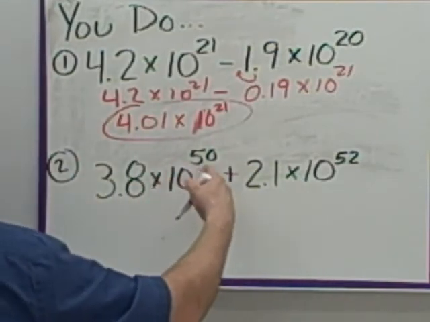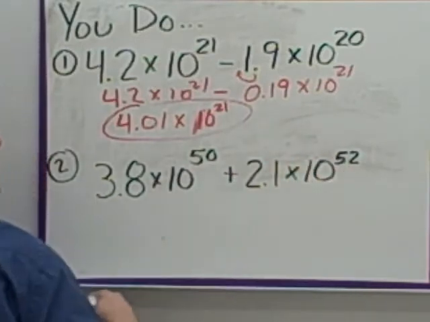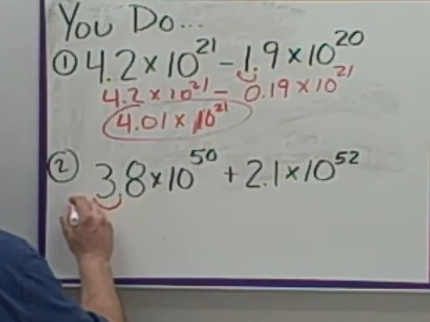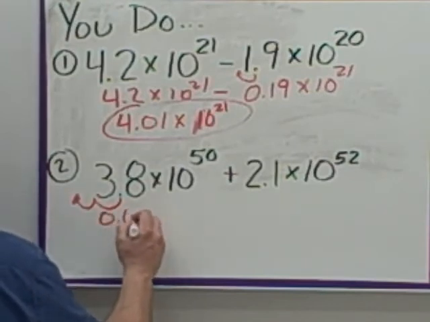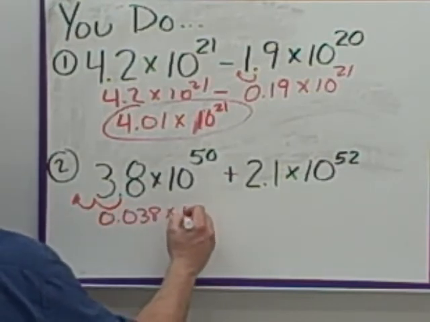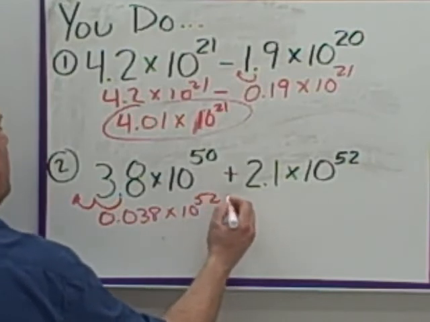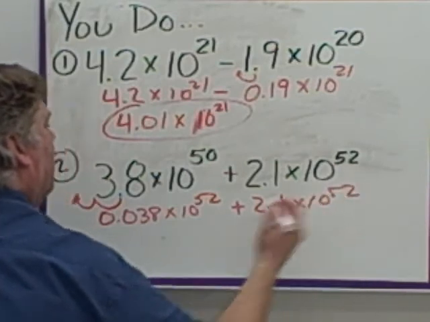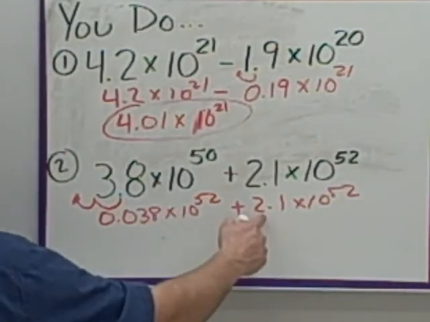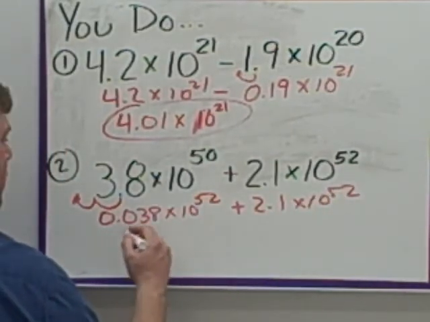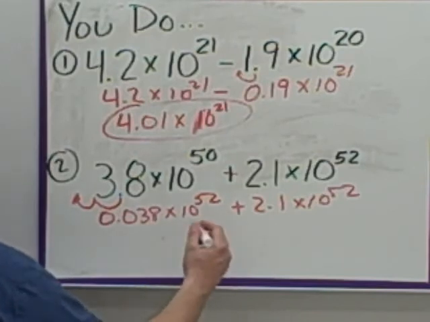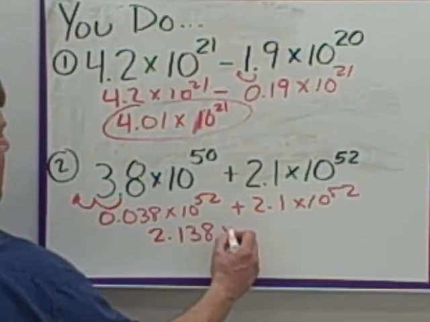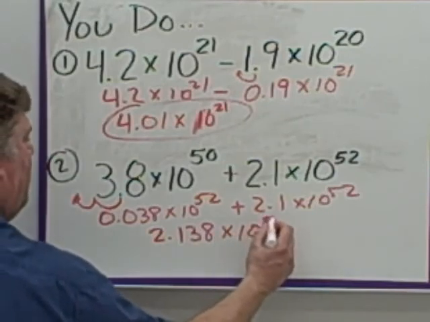Here, the larger exponent happens to be on this side now, so I want to make this into a 52, which means I'm going to move this 2 place values over, which makes this 0.038 times 10 to the 52 plus 2.1 times 10 to the 52. 2.1 plus 0.038 is going to give me 2.138 times 10 to the 52.